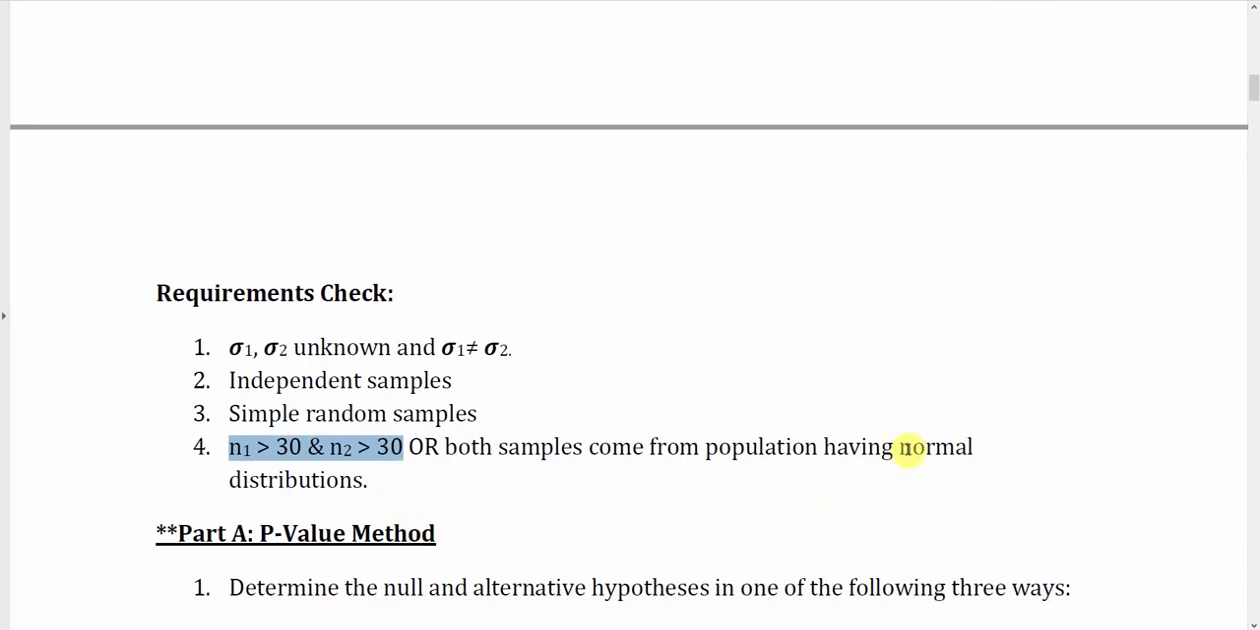And we can use normal quantile plots to check for this requirement. If the sample sizes are below 30, then we have to check this requirement.